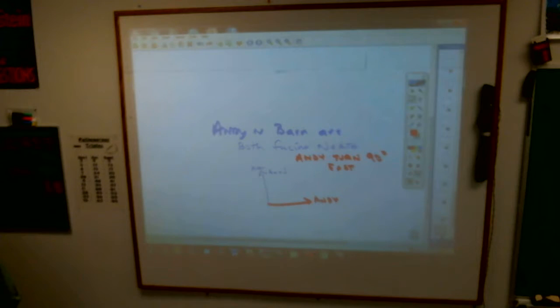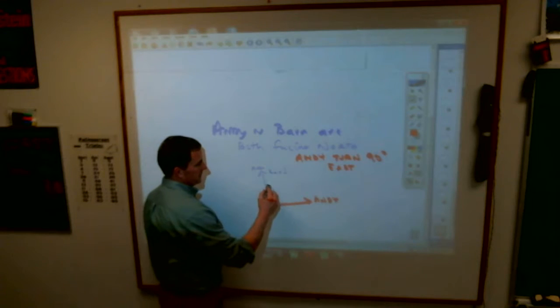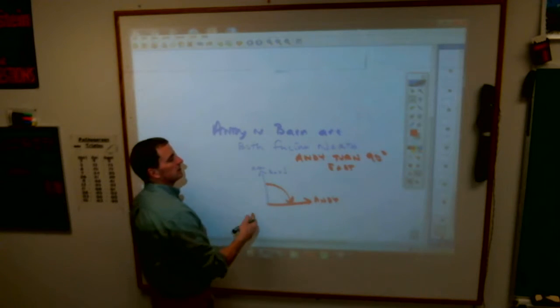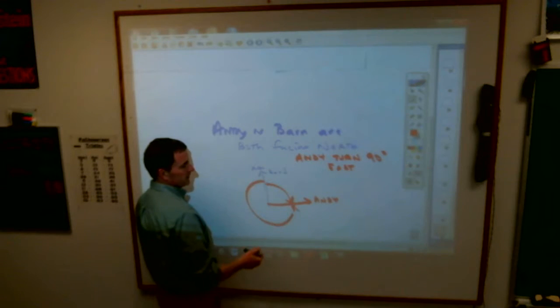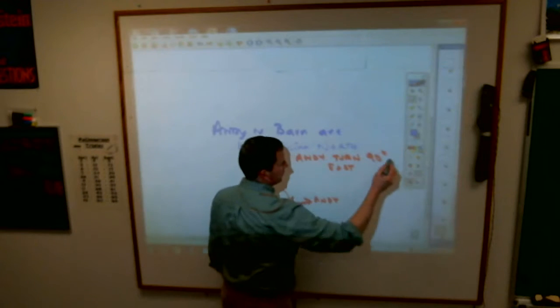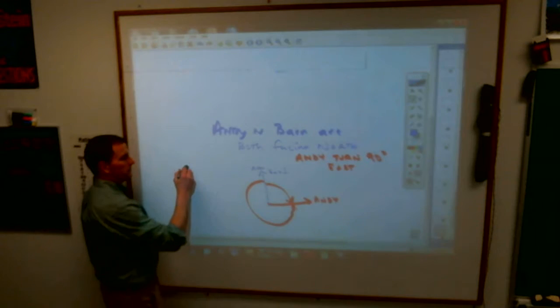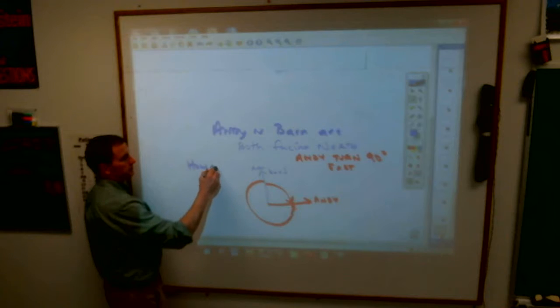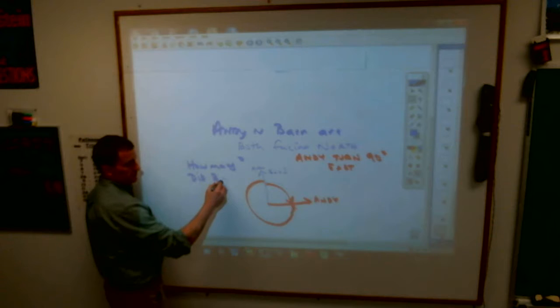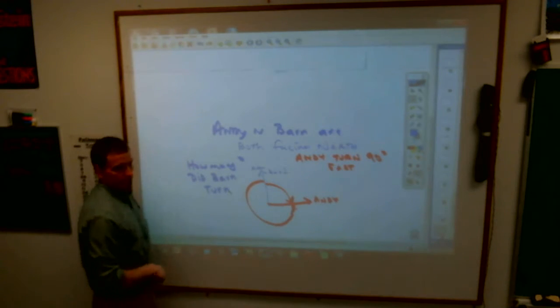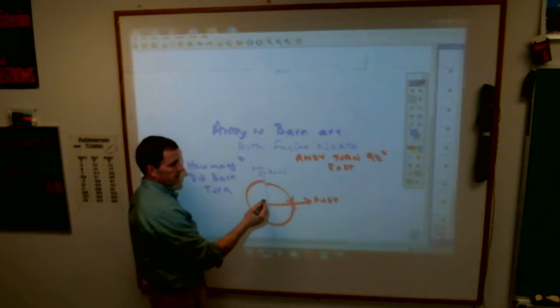While Barney turned counterclockwise until he faced east. So that means this. Andy decided to turn this way. Barney turns the other direction until he is also facing east. The question is, how many degrees did Barney turn? And if you just think about it in terms of quarter turns, Barney had to turn 90 degrees to get to here.